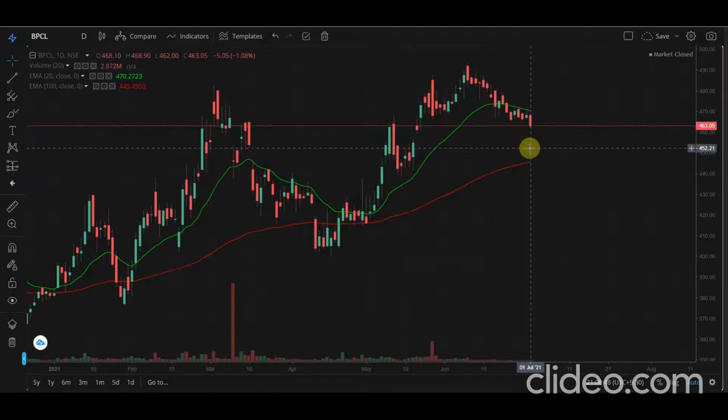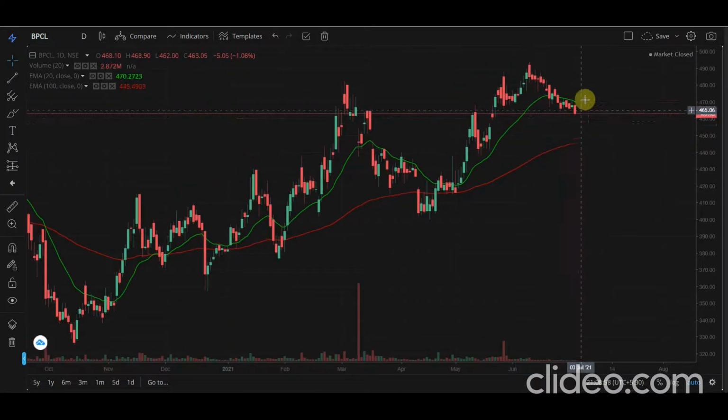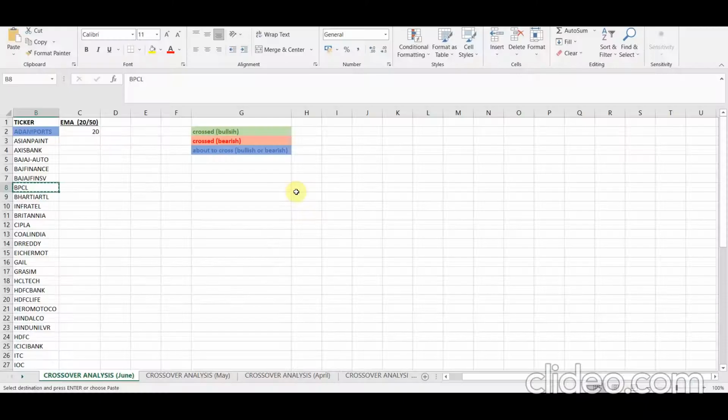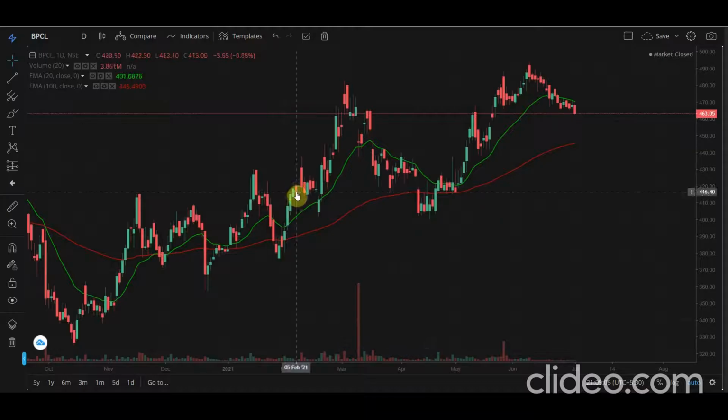Again, it's a very subjective matter whether you would consider this gap a very huge gap or a very small gap. So again, it depends from person to person, but still, I would be considering this as a very wide gap, so I will ignore this particular stock. Moving on, next is Bharti Airtel.